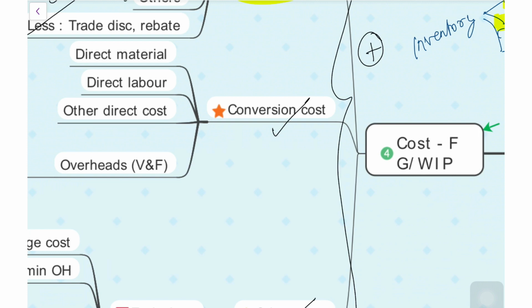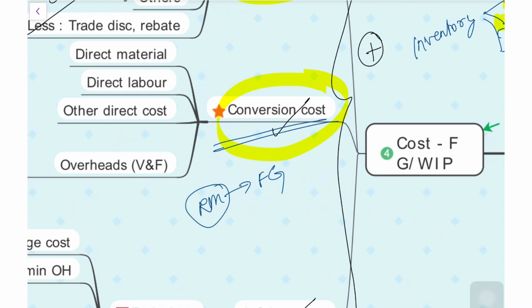Next, talking about the conversion cost. Suppose this conversion cost gets applied only and only when you are making something in your firm. Okay, you are manufacturing it, from raw material to finished goods, you are making by yourself. Let's take the example of the cake. What are the conversion costs that will get included? When you transform the raw material into finished goods, there will be a few costs that you have incurred. So those costs will get included here.